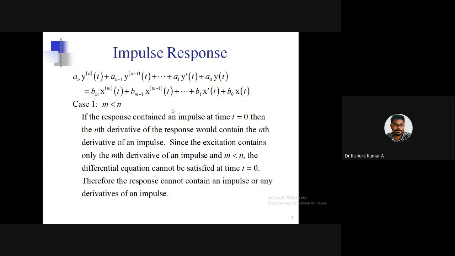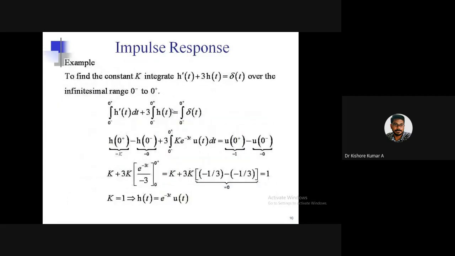And for the different cases, the impulse response is given. Here we need to find the constant k. Integrate h dash of t plus 3h of t is equal to delta of t over the infinitesimal interval between 0 minus and 0 plus, for negative as well as positive values. As per the formula, we write this, then incorporate the initial conditions in h dash of t and h of t. Then we substitute the values of u of 0 plus and u of 0 minus. u of 0 plus is 1 and u of 0 minus, as you all know for the unit step signal, is 0.